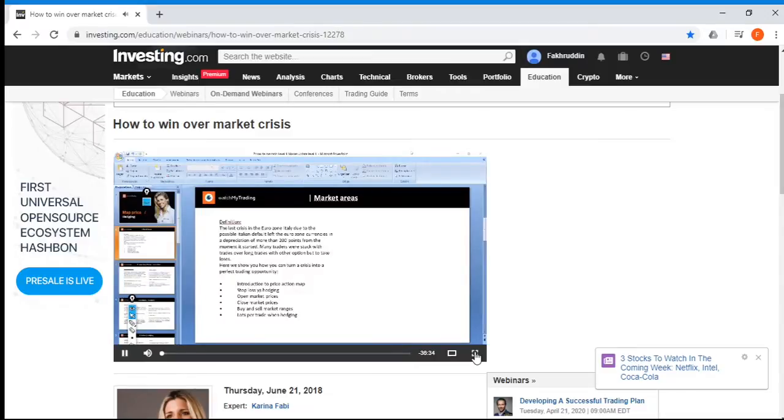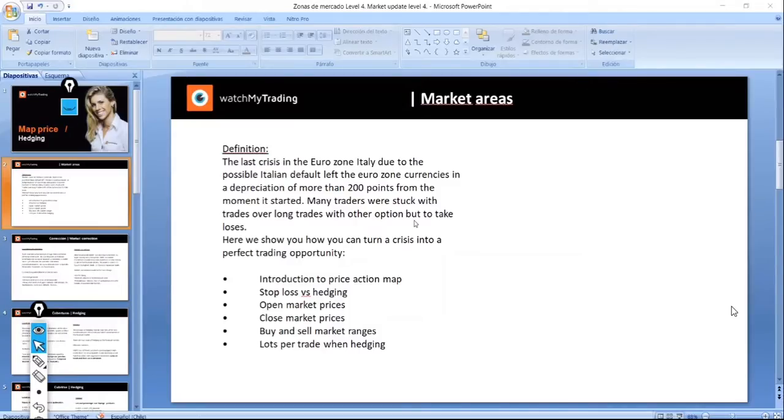So that's basically the main point here. An introduction to how to set up your price action market ranges, how not to use a stop loss and to hedge, what it means the open and close market prices, the buy and the sell market ranges, and the lots per trade when we hedge.